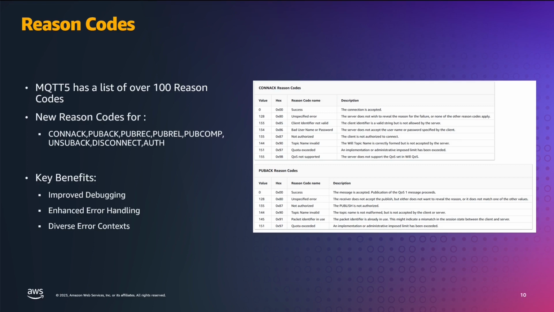One example would be in MQTT version 3.1.1, only the client could send the disconnect message. And if the server encountered problems, it would simply terminate the session. But in MQTT version 5, the server can now send the client a disconnect message along with a reason code as to why the disconnect happened.